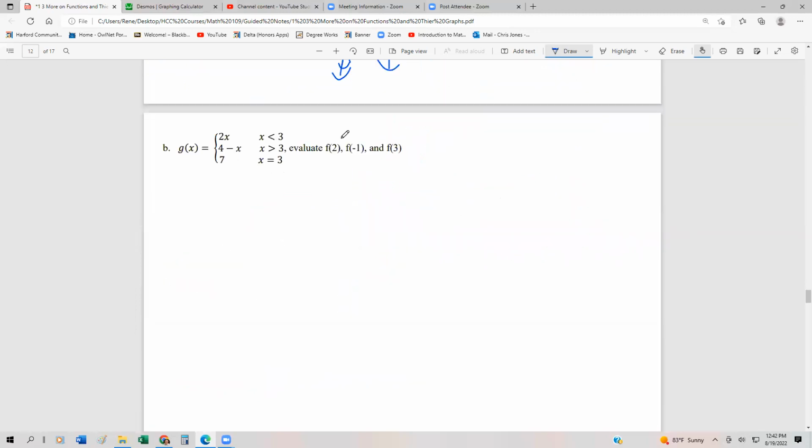A secondary example, and this might be one where you just want to practice this and pause the video just to make sure that you understand how to plot piecewise functions. Once again, what we're going to do is we're going to plot these, or we're going to go through and evaluate. So f at 2, we know that 2 is going to be less than 3. All right, so it's going to be 2 times 2, which is 4.